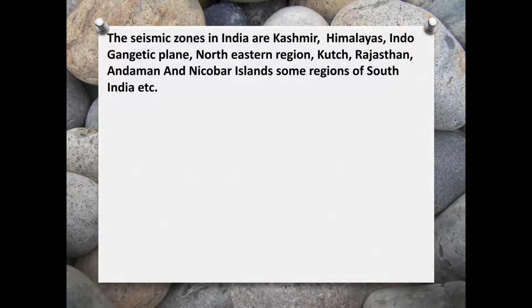because Goa doesn't come under the seismic zones. It is these places: Kashmir, the Himalayas, the Indo-Gangetic Plains, the northeastern region, Kutch, Rajasthan. That's why in Gujarat, when there was an earthquake, Kutch is in Gujarat, it was terrible in that place. A slight movement of those plates destroyed a large number of lives and property.